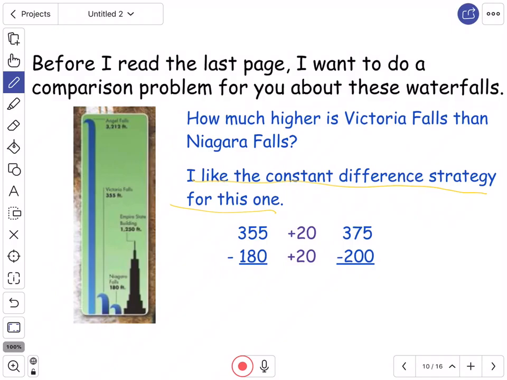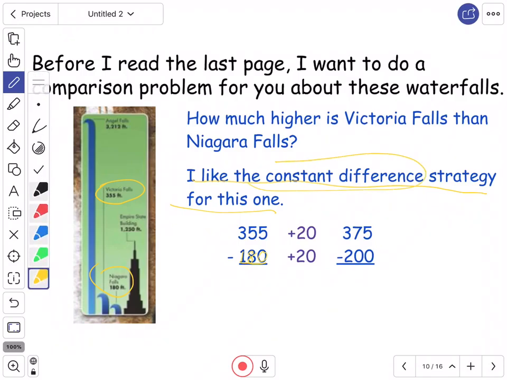I like the constant difference strategy for this particular problem just because of the numbers that we're dealing with here. So when you look at 355 feet, and I know it's very blurry and I apologize about that, and you look at 180 feet of Niagara Falls, I can see that it's very close to 200. So all I really need to do is add 20 to it to get to 200. So I figure the constant difference strategy is really going to help me out for this particular problem, okay? I don't really want to do the standard algorithm of subtraction because I'm going to have some regrouping and I just don't want to deal with that.